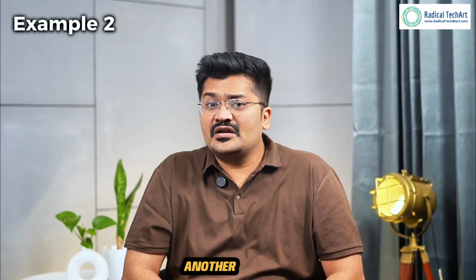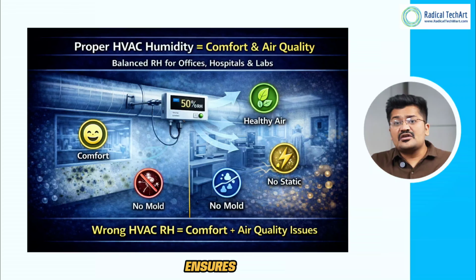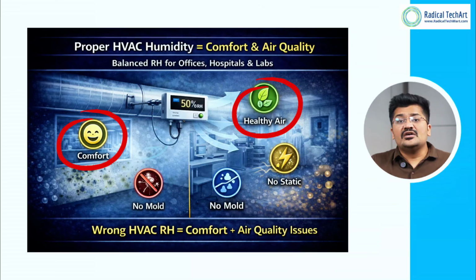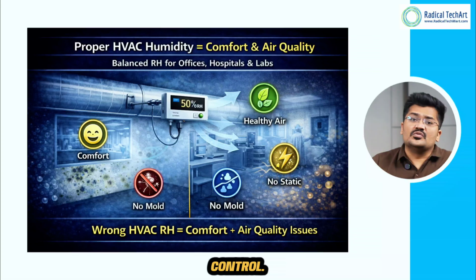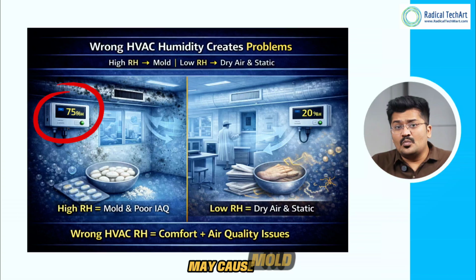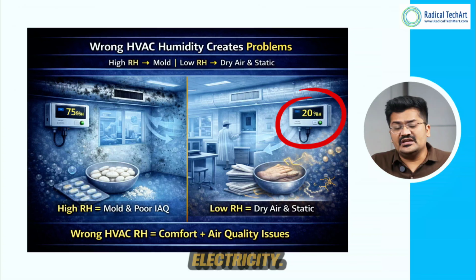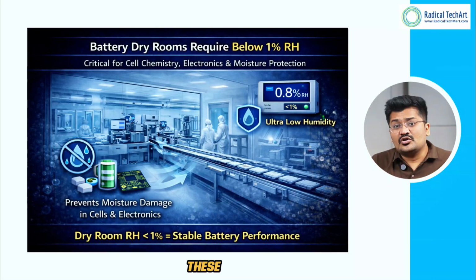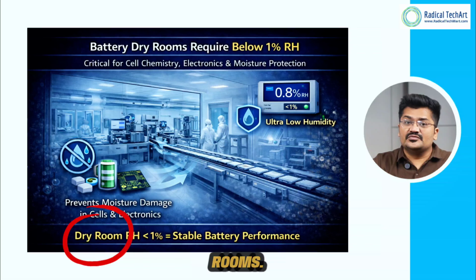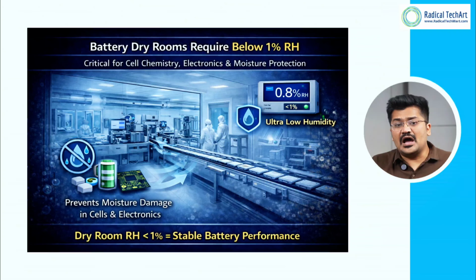Now let's take another example. In HVAC systems, humidity control ensures comfort and air quality. Offices, hospitals and labs require proper humidity control. Too much humidity may cause mold growth, and too little humidity may cause dry air and static electricity. Some industries like battery manufacturing and electronics require extremely low humidity. These rooms are called dry rooms. In such rooms, humidity may be controlled below 1% RH.